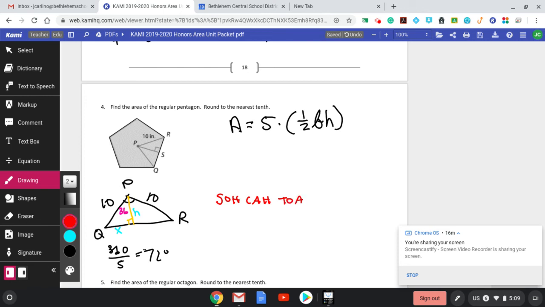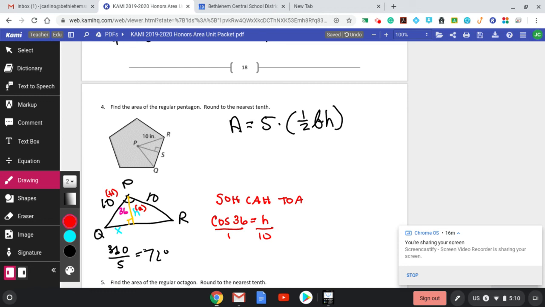Let's do H first. H is adjacent, and the 10 is hypotenuse. So if you take a look, what can I use with A and H? I can use cosine. Cosine of 36 equals adjacent H over hypotenuse 10. All right, and then I put that over 1, cross multiply. You're going to get a crazy decimal that you're going to plug in.